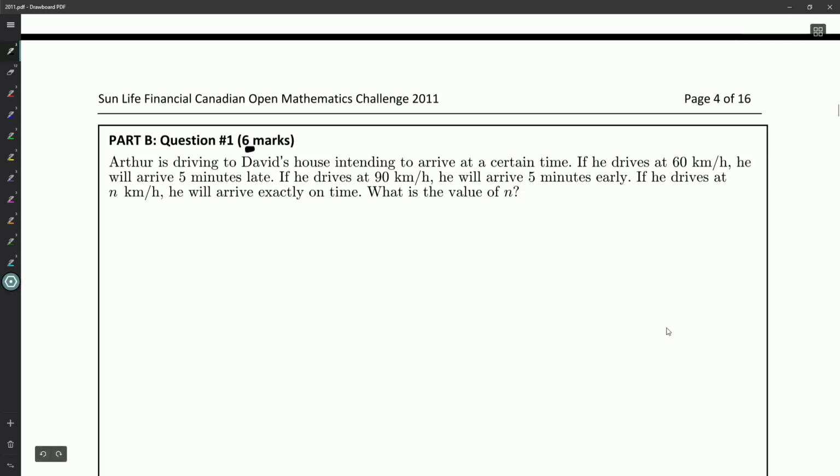Arthur is driving to David's house, intending to arrive at a certain time. If he drives at 60 kilometers per hour, he will arrive 5 minutes late. So after the time that he wants. If he drives at 90 kilometers per hour, he will arrive 5 minutes early. If he drives at n kilometers per hour, he will arrive exactly on time. What is the value of n?